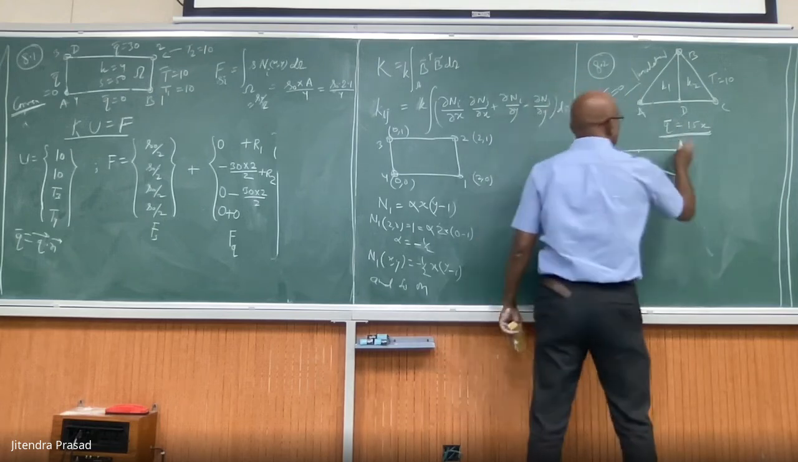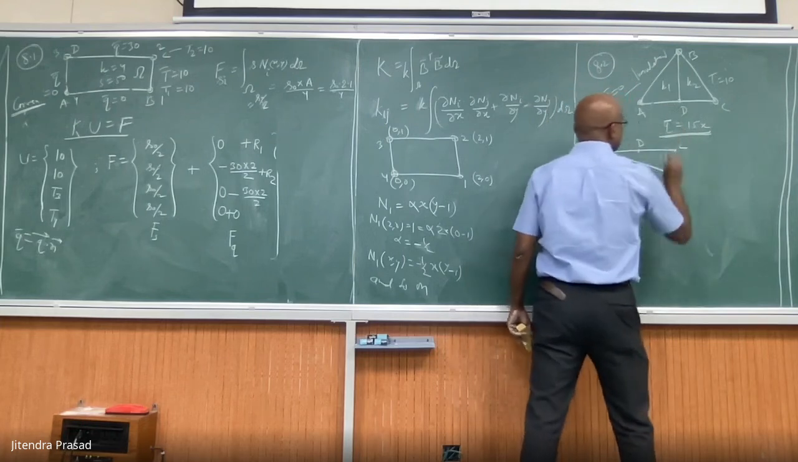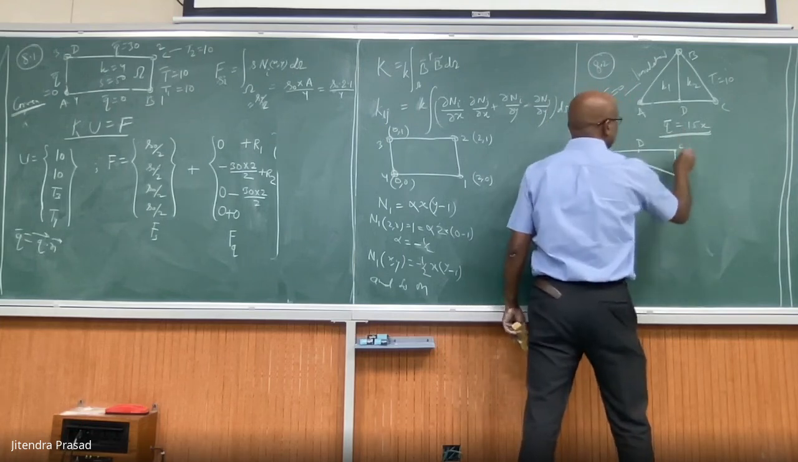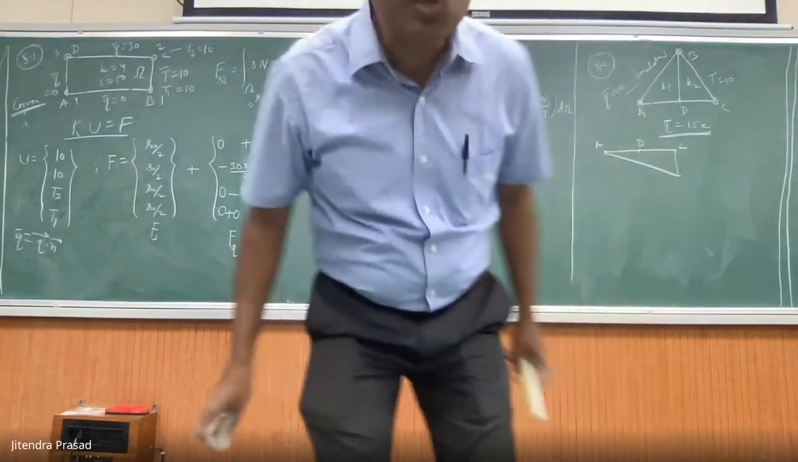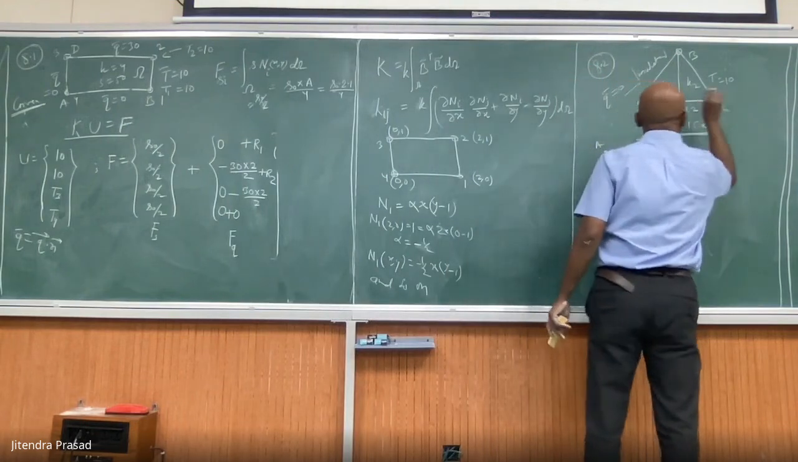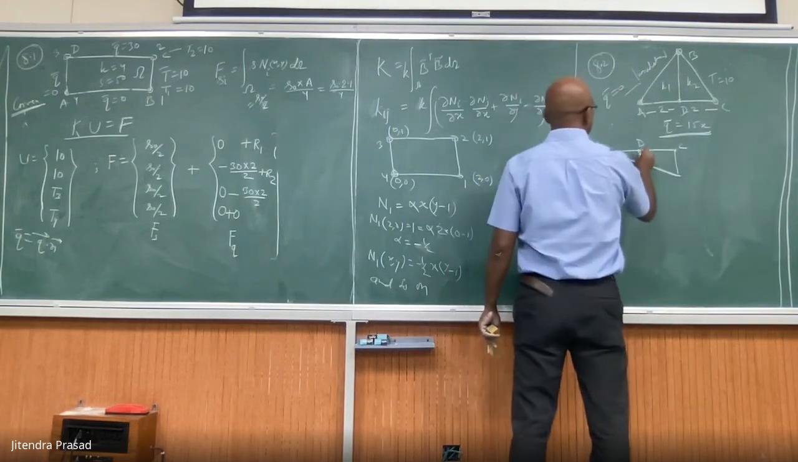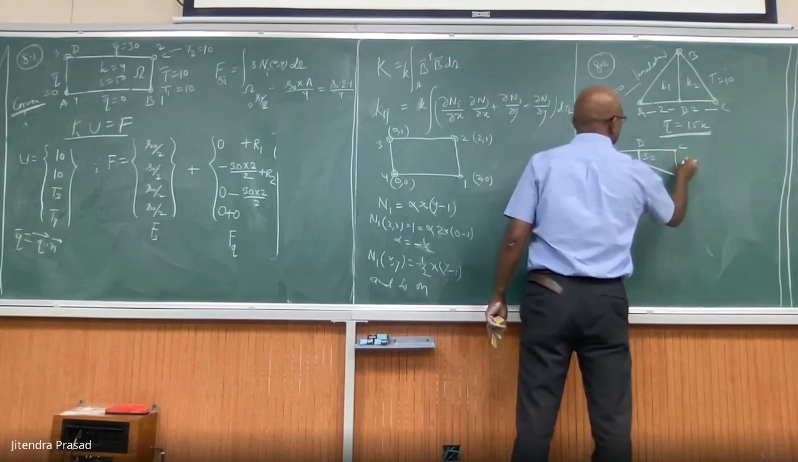So it doesn't matter. What happens is A, B, C, and what is the value here? Depending on the length, and the length is 2 and 2, right? So from here to here, 2 and 2. So here this value is 30. This is 60.